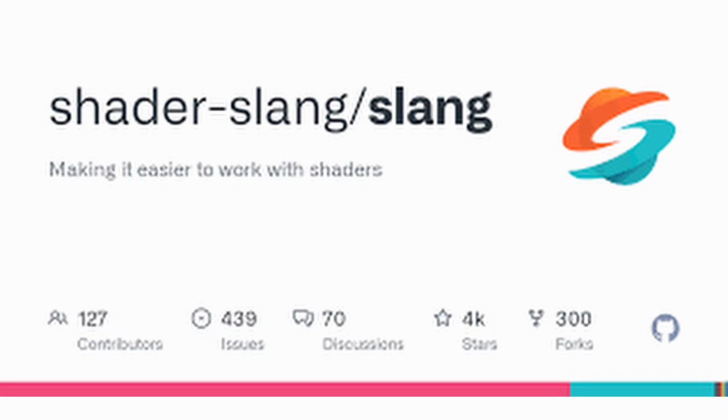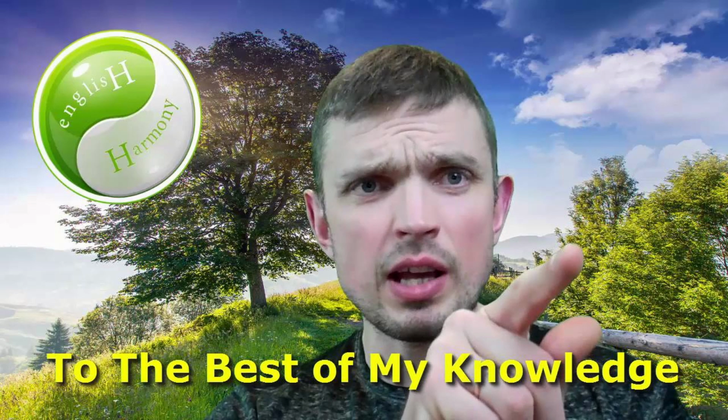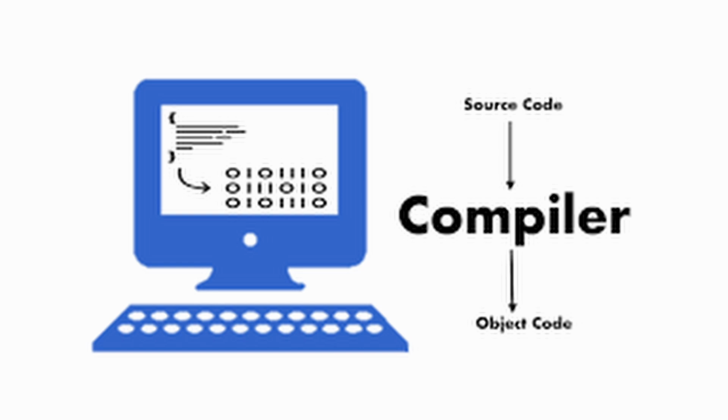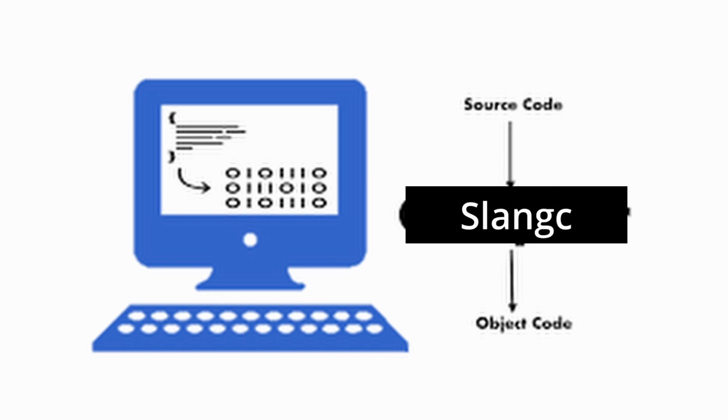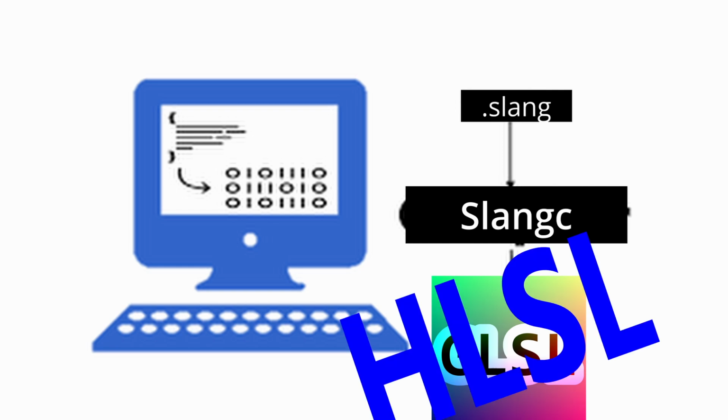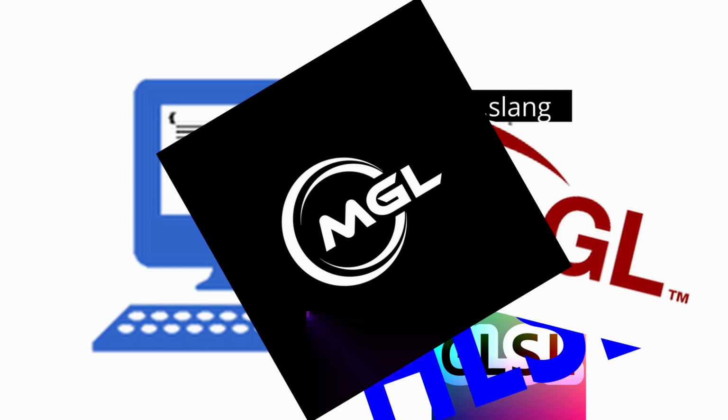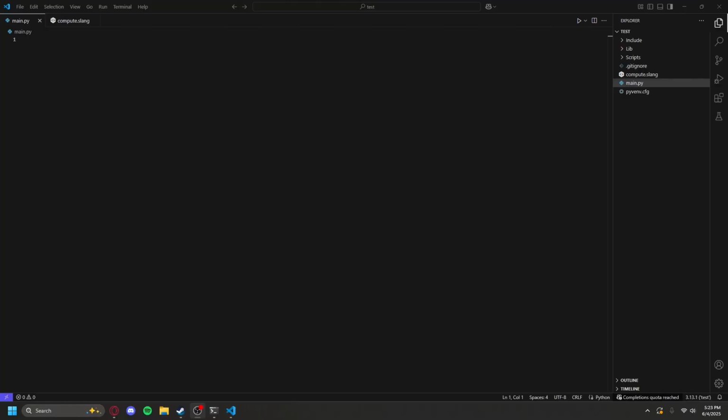The thing I want to talk about today is something called Slang. So, what is Slang? Slang, to my understanding, is basically a compiler. You would run the slangc on a .slang file, and you would compile it to GLSL, HLSL, WebGL, MGL, whatever you want. Alright, so with all of that out of the way, let's actually get started.